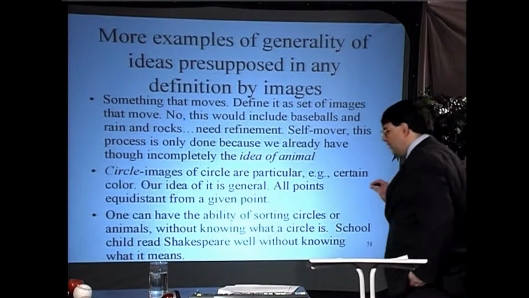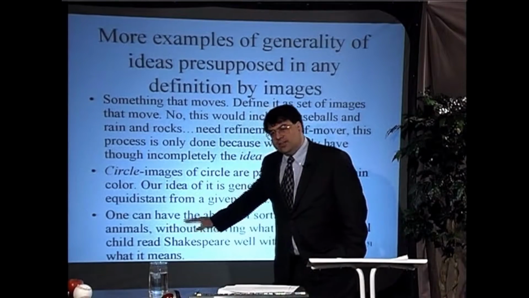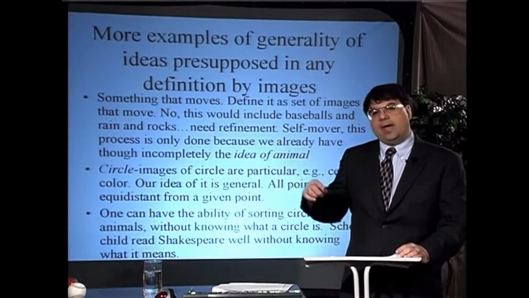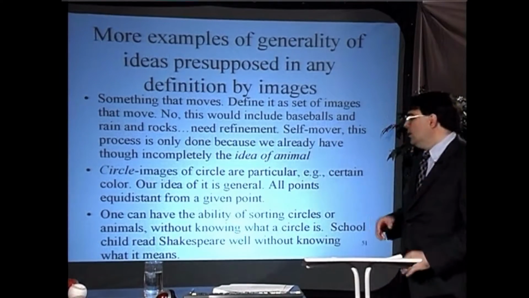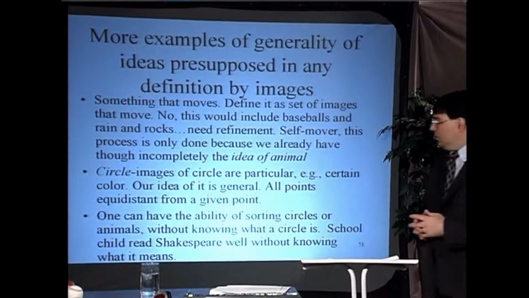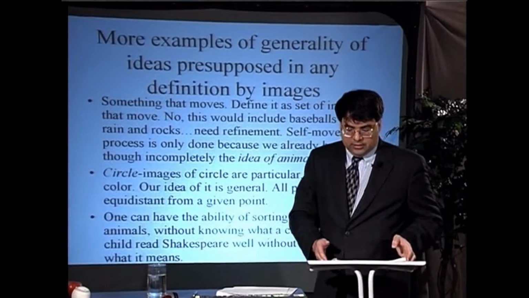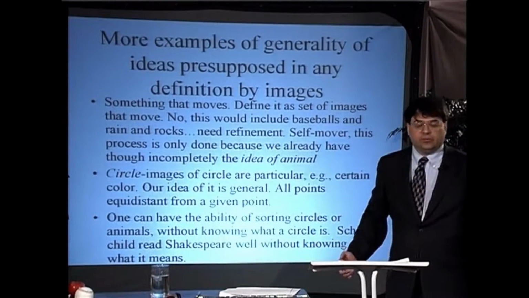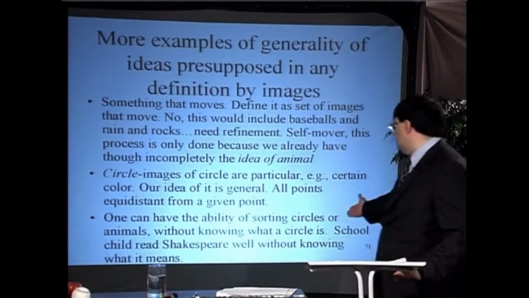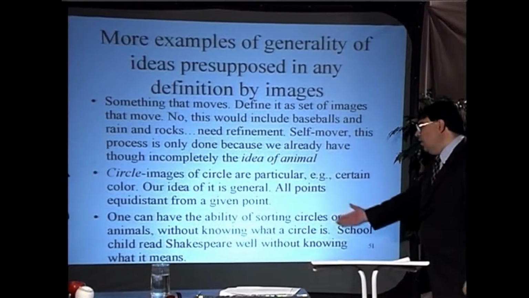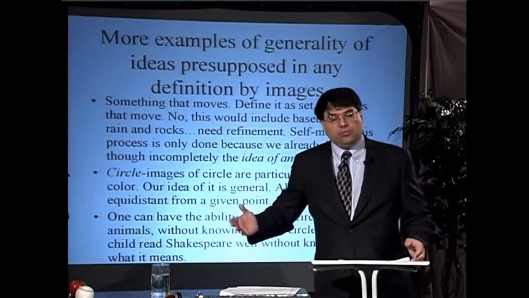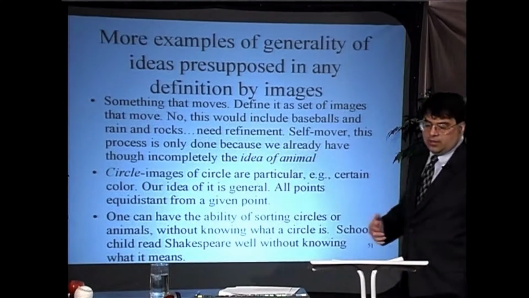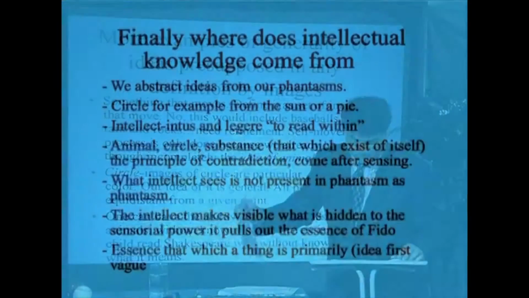And we should note here that the ability to sort something is not the same as knowing something. Something can be done completely automatically without knowing what you're doing, but you still do it. For example, not knowing what a circle is does not mean you cannot sort circles. Or not knowing what in the heck Shakespeare is saying does not stop you from reading Shakespeare. There is a mechanical sort of manipulation of things that can occur as well.